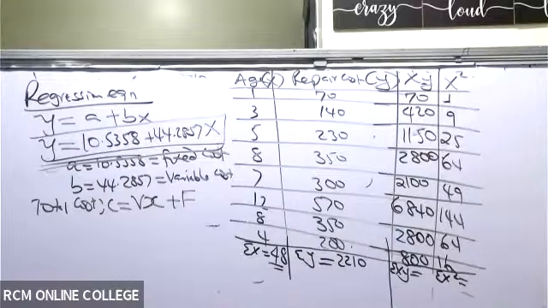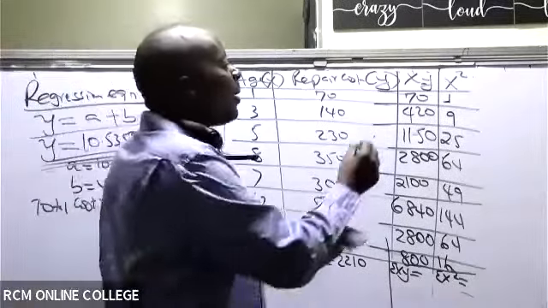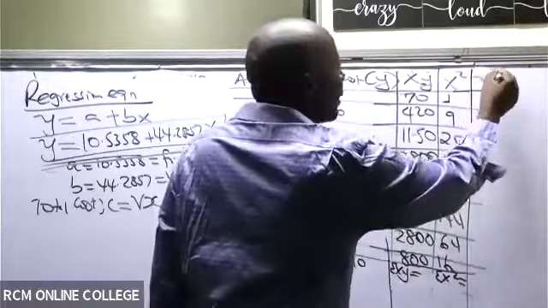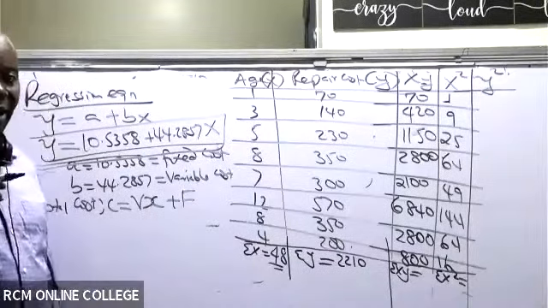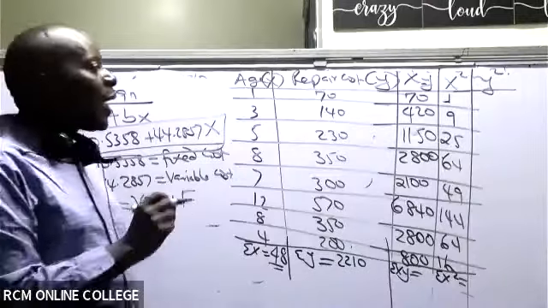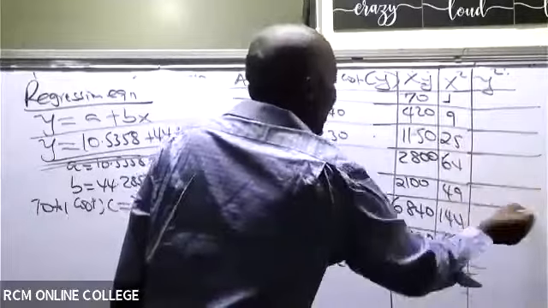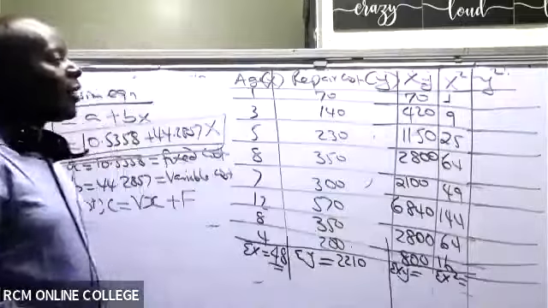And then look at Roman 4. They want us to give them the coefficient of determination. So for us to get the coefficient of determination, we need to create an extra column here, which we shall call y squared. So I would want somebody to help me get these squares of y. Somebody please come and give me these squares of y.